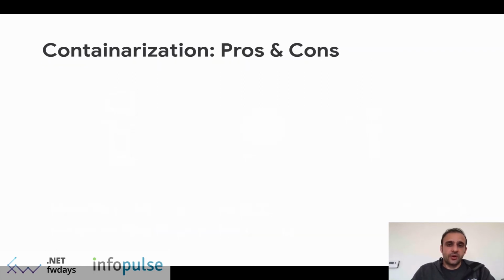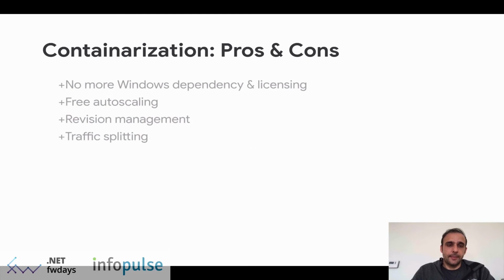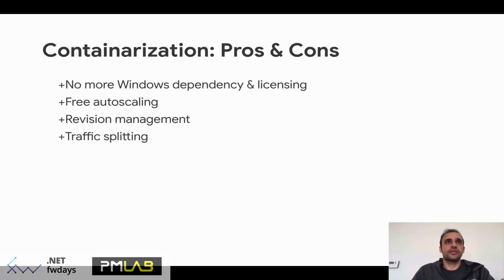And the pros and cons of this is that, first of all, by doing this, we got rid of the Windows dependency, so that opened our application to multiple places. And we got rid of Windows licensing as well. So this made our application cheaper to run. Instead of running on Windows VMs, now in App Engine Flex we are still running on VMs, but these VMs are managed by App Engine, and they are Linux-based VMs. So we are not dealing with Windows anymore.